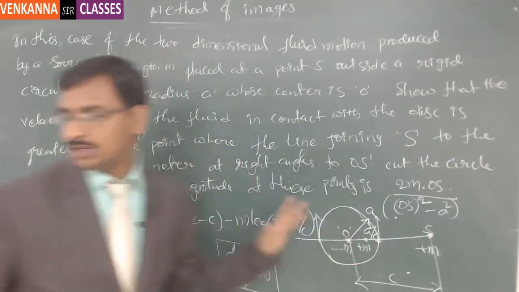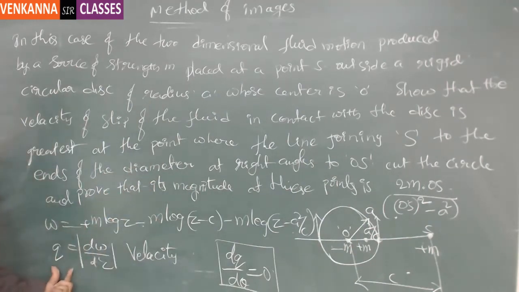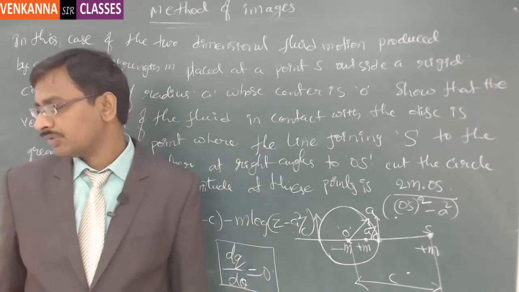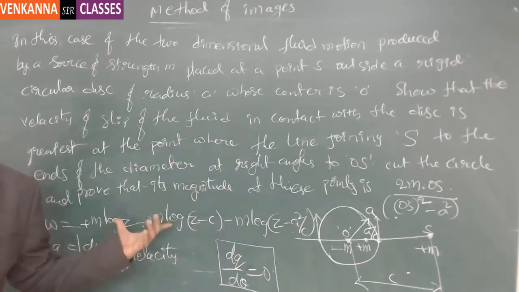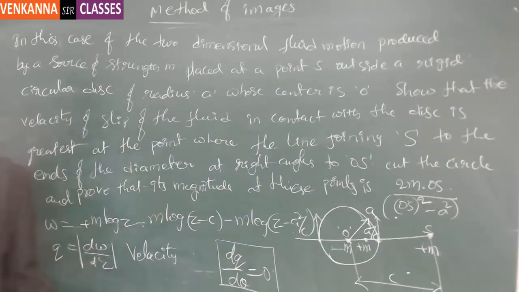So the procedure is: take the complex potential, find out the velocity, and then make sure the condition dq by d theta is equal to 0. That condition will give the maximum velocity value. That maximum velocity point you are going to get at these two points. That's what he asked us to prove. Got it? But simplifying this is not so easy. And finding dW by dz also is purely complex analysis, but a little bit complex. Understood?